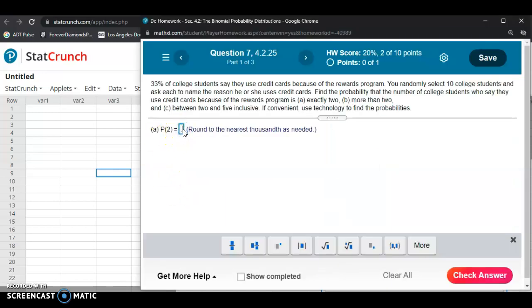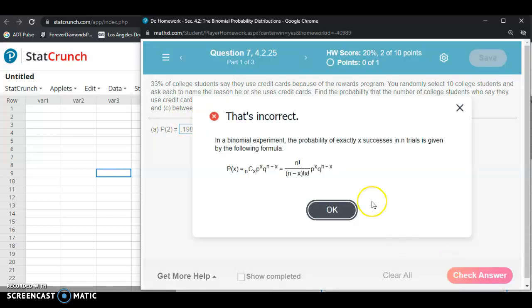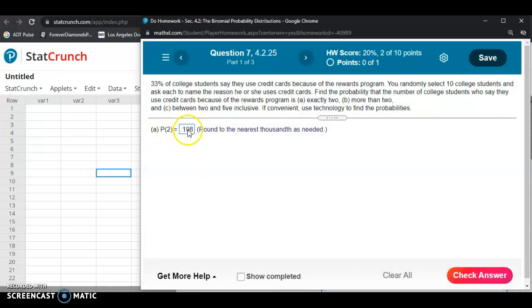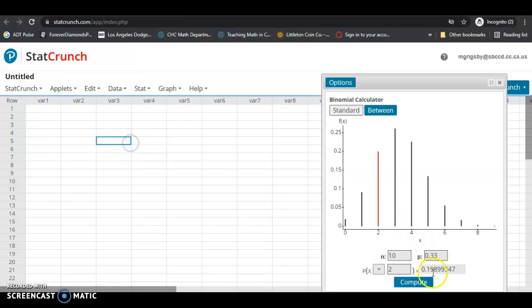Let's go ahead and enter 0.198. And if it doesn't work, then the answer is 0.199. Okay, so the rounding does matter, right? So it's marking it as incorrect because we didn't round it properly. So it's round to the nearest thousandth. So when you round to the nearest thousandth, you're rounding out to 3 decimal places. So the three digits after the decimal point.